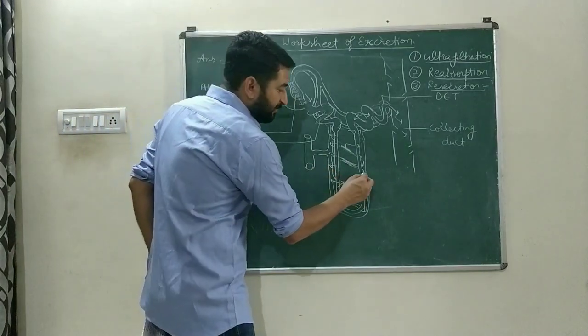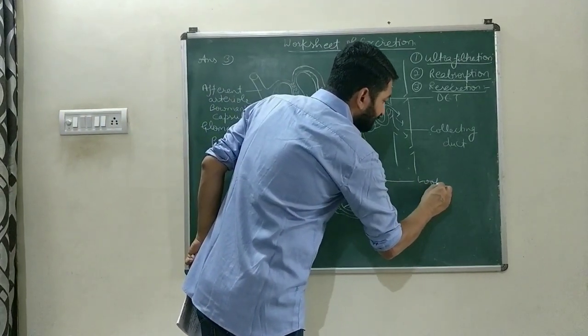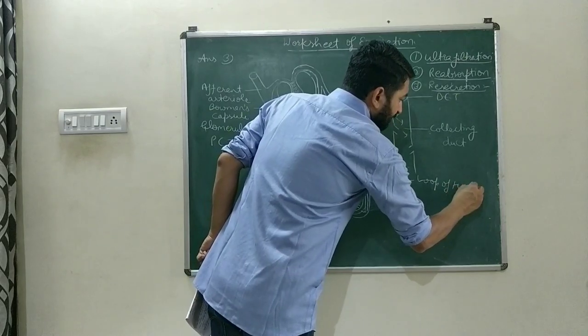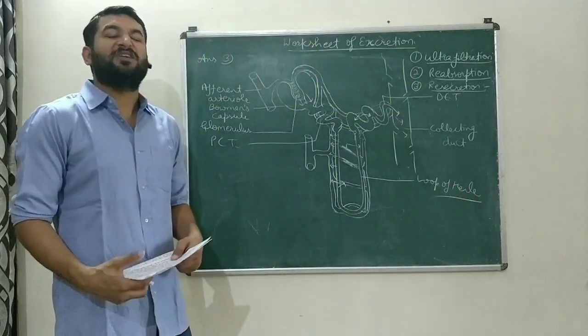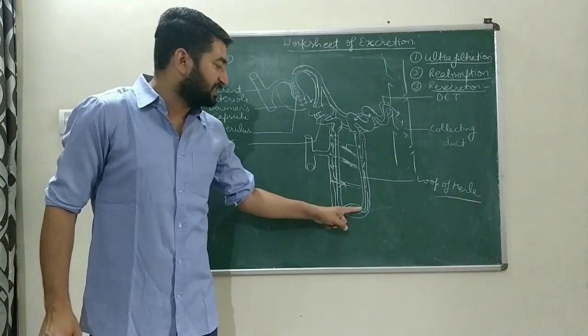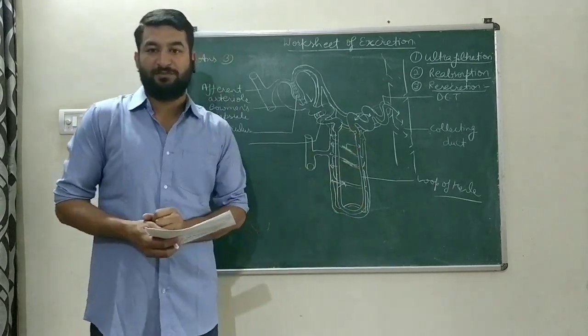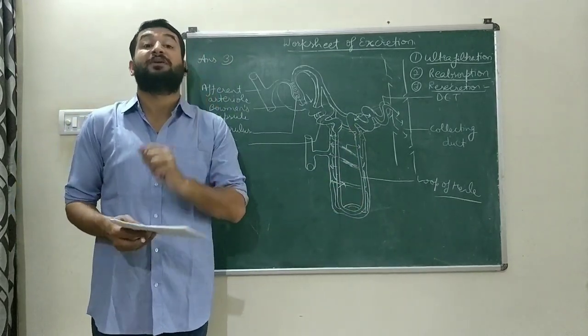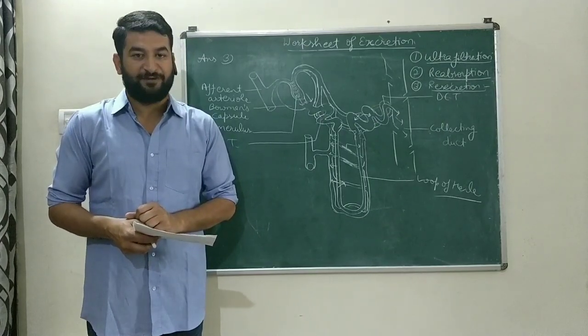This part is loop of Henle. This is the tubular part which has three parts: descending loop, transverse loop and ascending loop. So that's the answer of your question number 3rd as well as question number 5th.